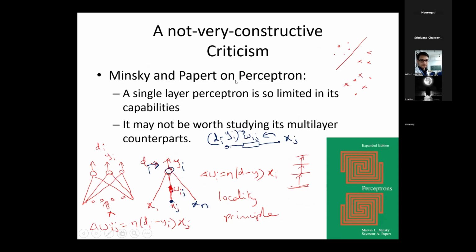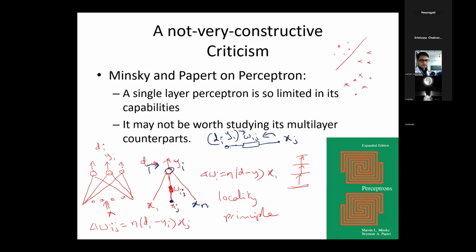Okay, so there were some good things about the perceptron, which is that it can learn, and it has a very interesting learning algorithm. There's a systematic approach to deriving the learning algorithm. One more elegant property is that it satisfies the locality principle.